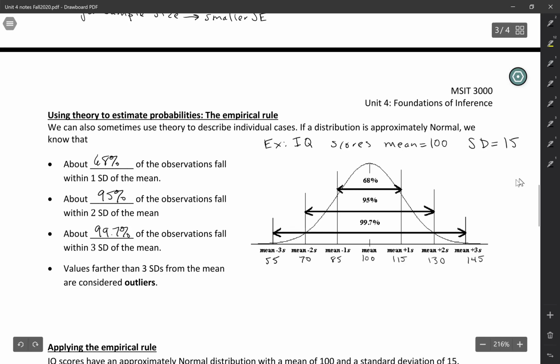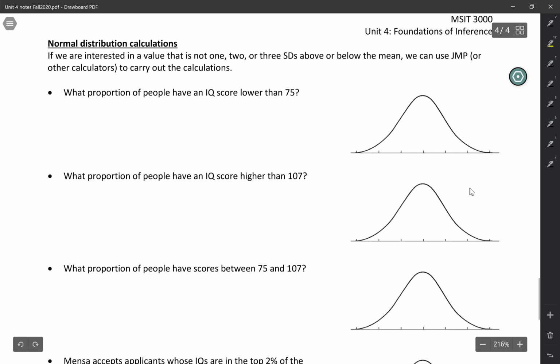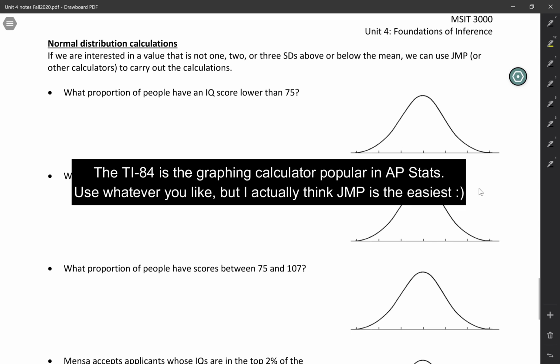The empirical rule is a useful rule of thumb for when you're interested in how many observations fall within 1, 2, or 3 standard deviations from the mean. But what if we're interested in a value in between, say 1.5 standard deviations above the mean? For that, we're going to have to use some kind of normal distribution calculator. There's lots of these available, and if you're already comfortable with one, maybe like a TI-84 calculator, feel free to use it.